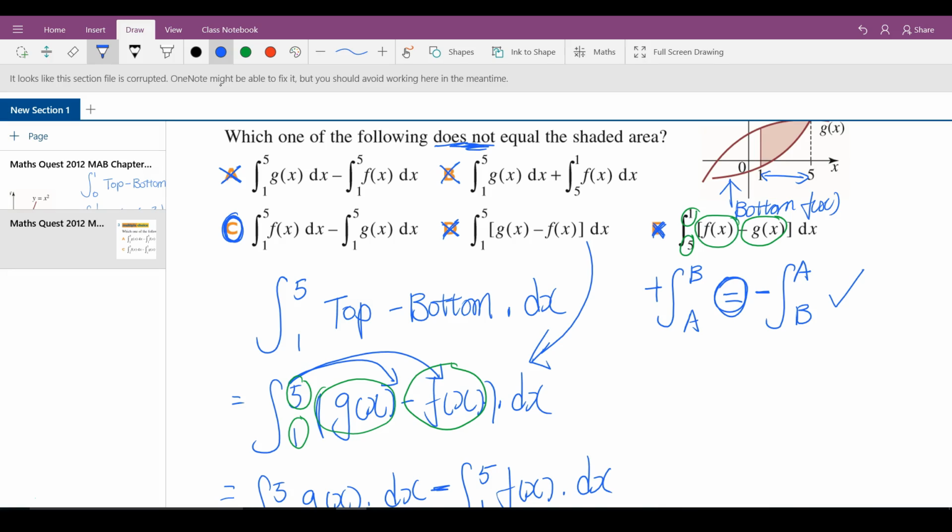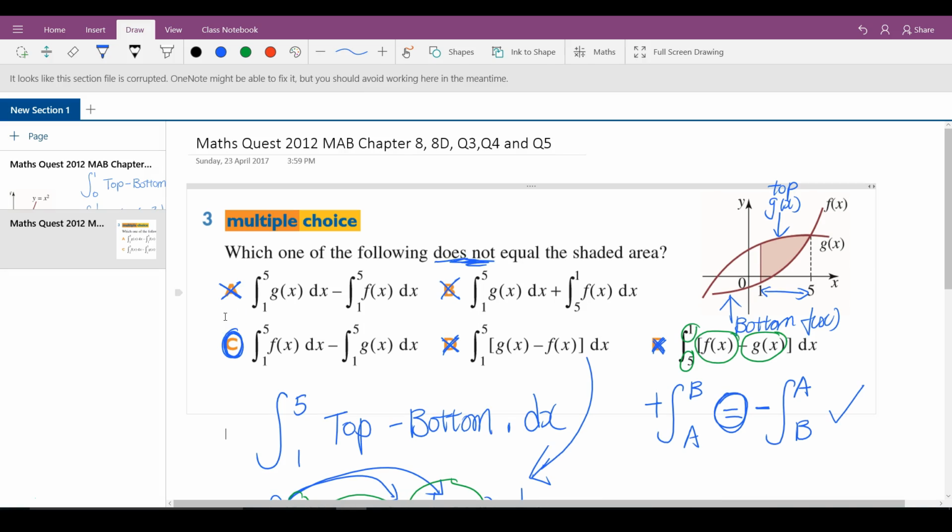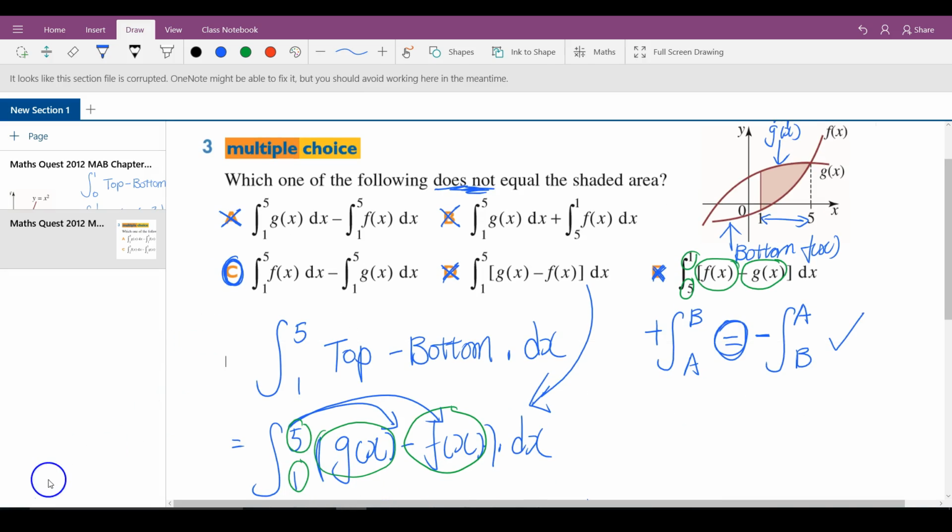Okay, because they flipped the operation of the f of x and g of x, but it did not flip the domain. All right, so that's question 3. Okay, that's question 3. All right, let's go into question 4.